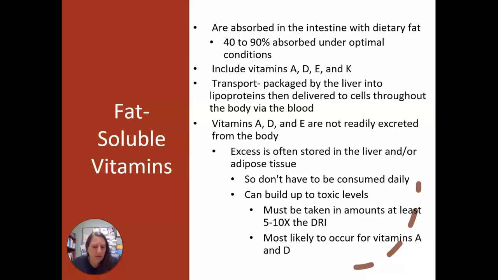Most likely to occur for vitamins A and D, not so much for vitamin E. And again, to get to toxic levels, these vitamins have to be taken in amounts 5 to 10 times higher than their DRI. Okay, so again, we'll talk about toxicity for each individual vitamin coming up in the chapter. But again, vitamin K, we don't really need to worry about building up to toxic levels, but vitamins A and D specifically, we do.